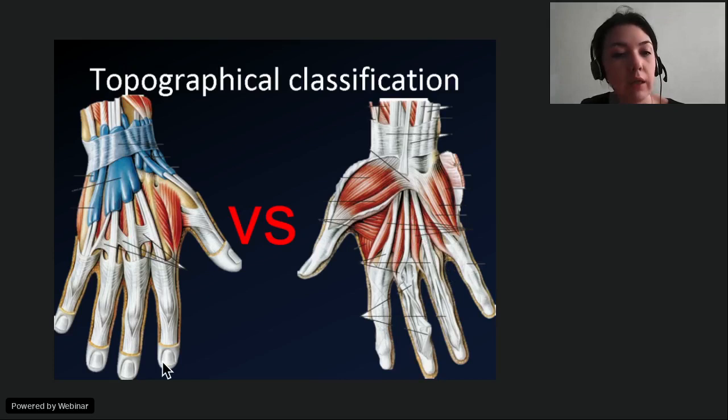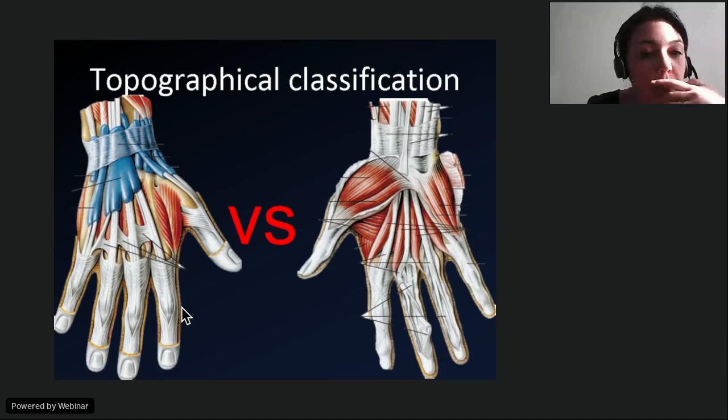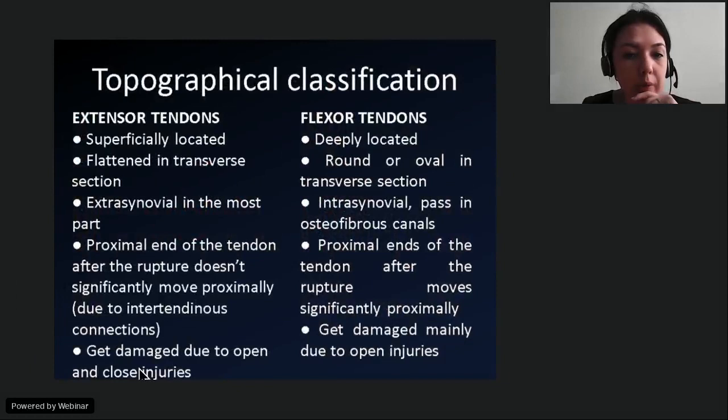That's why in case of an injury of the flexor digitorum tendons, the tendon goes significantly proximally. Okay, extensor tendons get damaged due to open and closed injuries. So even just a compression, a stroke, can damage them. And flexor tendons get damaged mainly due to open injuries. It's because they are deeply located.